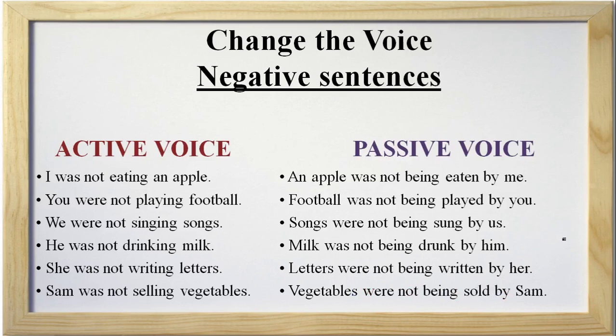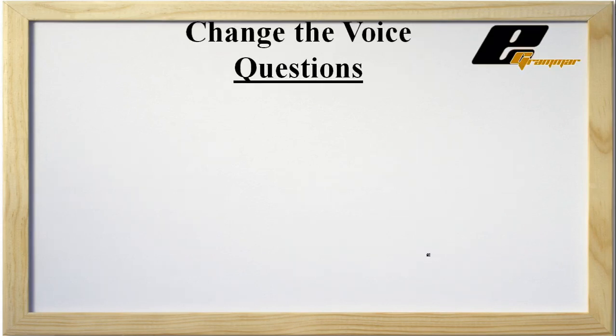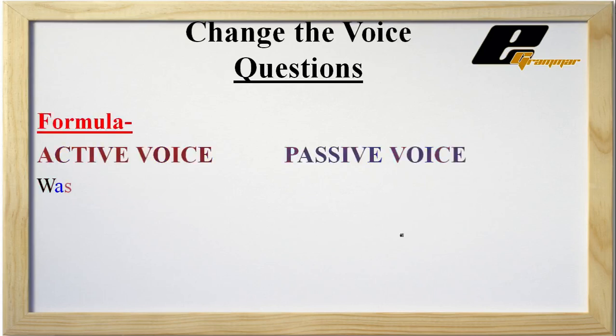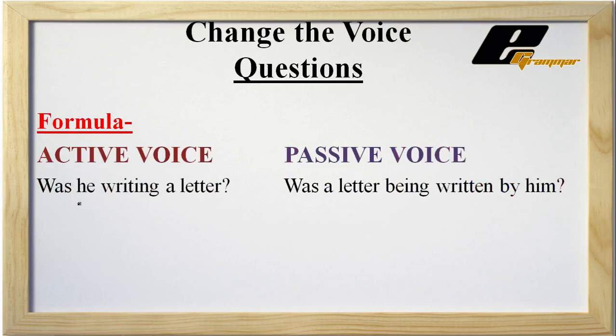Understood? Now let us move to our last part, that is questions in past continuous tense. Now let me write the question first. See, in active voice I construct the question in past continuous tense like this: was he writing a letter? In passive voice it would be converted like this: was a letter being written by him? Now in this sentence you should go for formula first.